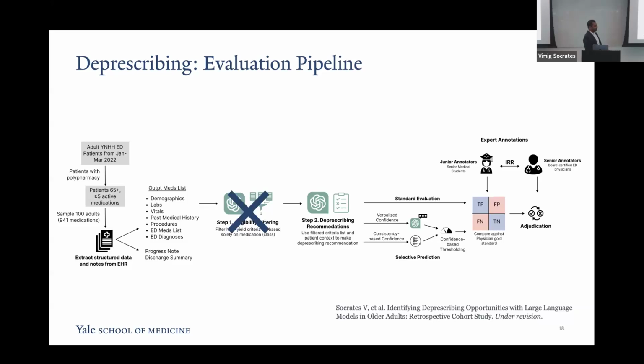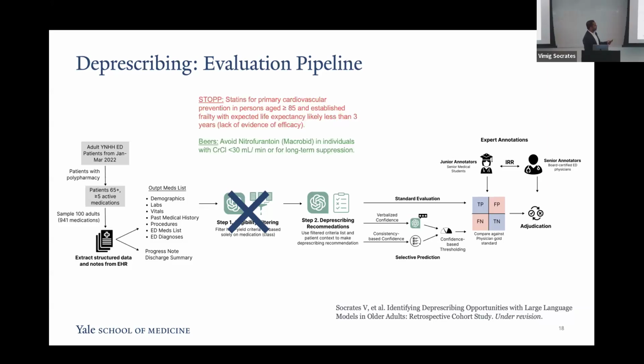Unfortunately, what we saw was that when we did this initial criteria filtering, there were a ton of criteria, and not all of them were particularly relevant. Here's an example of that. Statins for primary cardiovascular prevention generally should be deprescribed, but not in cases where there is established frailty or an expected life expectancy of less than 3 years. Both of those qualifiers are very ambiguous. They definitely don't exist in the EHR in a structured way, and they might not even exist in the EHR in general. Those sorts of criteria we considered low yield, and so we tried to remove those and filter for the ones that are more relevant.